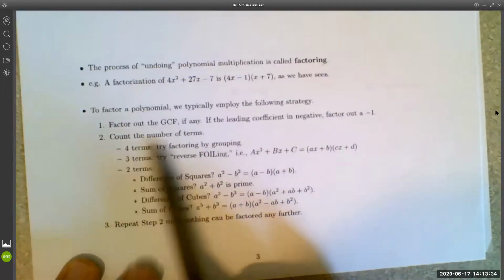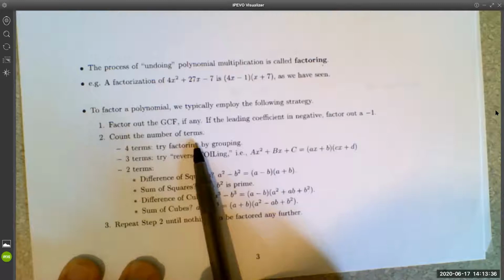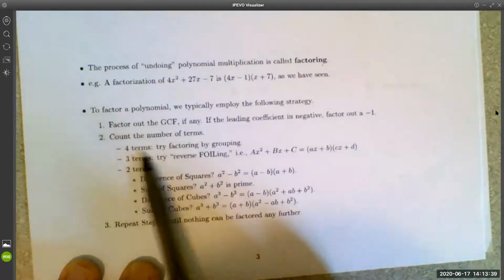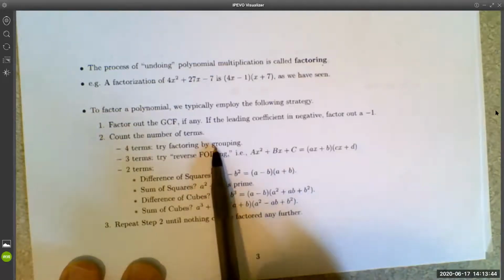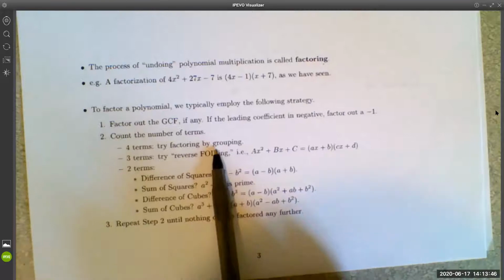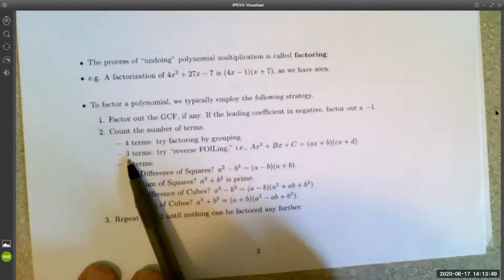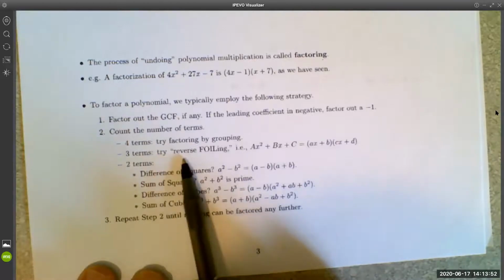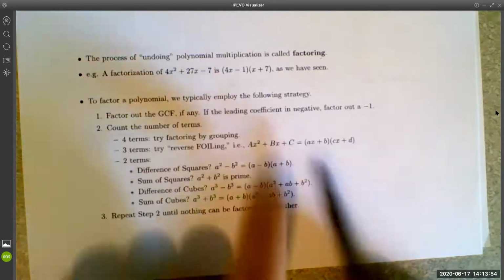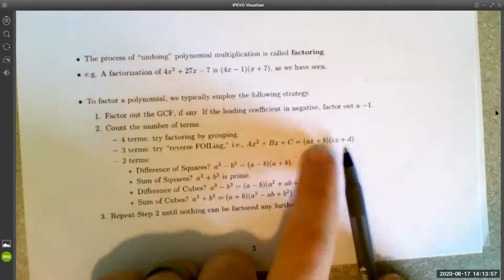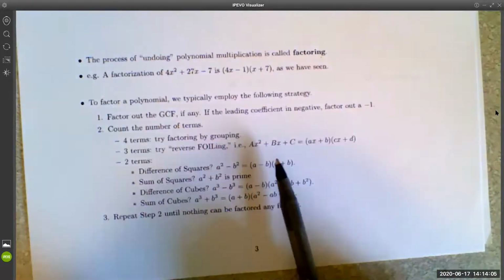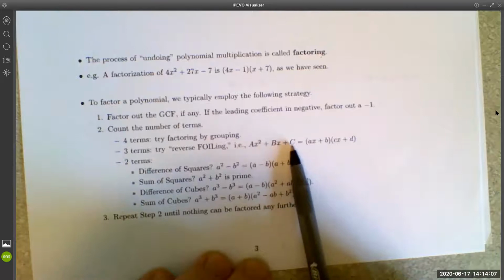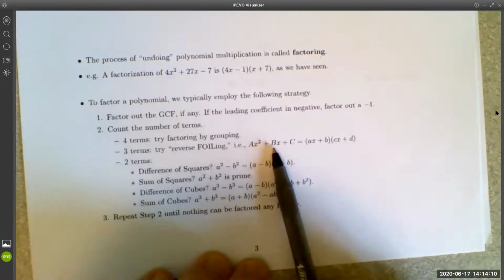Then the next thing I do is count the number of terms in the polynomial. If the polynomial has 4 terms, then I'm going to try to factor it by grouping. If you don't know what that means, I'll give you some examples. If there are 3 terms in the polynomial, then I'm going to try reverse FOILing. In other words, if I have this trinomial, I'm going to try to rewrite it as a set of 2 binomials. To do this, I'm usually thinking I need 2 numbers that multiply to be that and add up to be that.